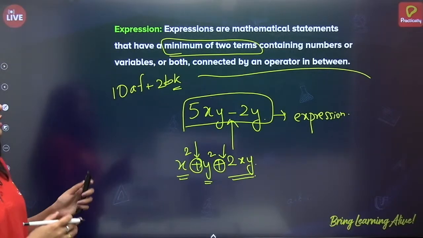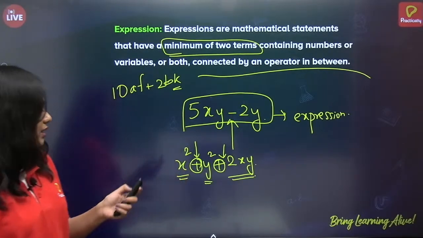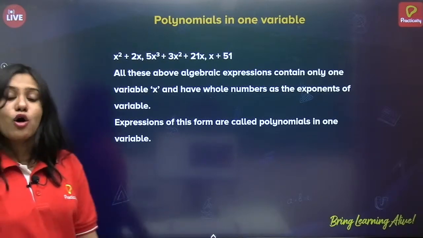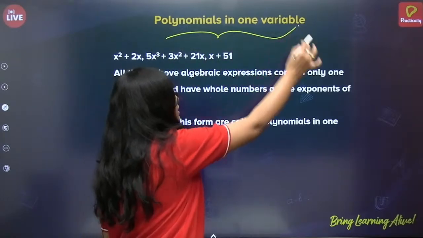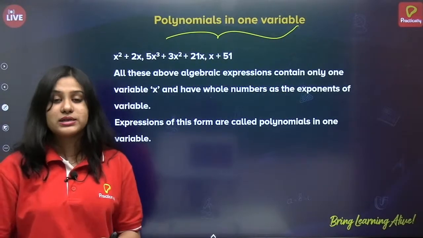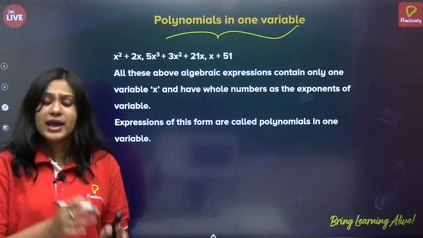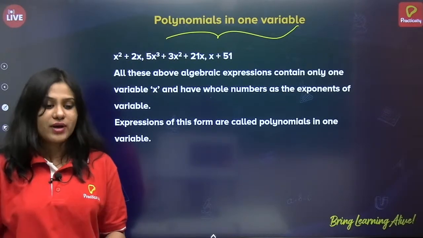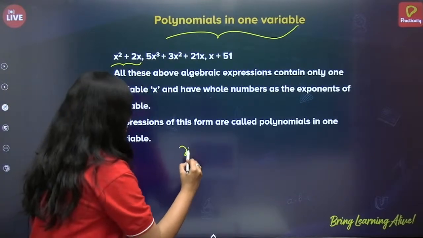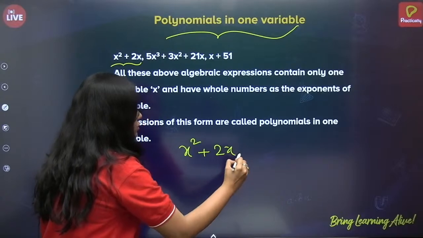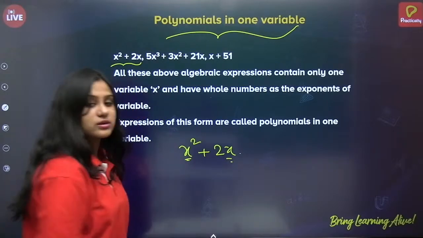Very good. So now we have seen all the terms related to algebraic expressions and polynomials. Now let us step into another topic, that is polynomials in one variable. So what exactly does it mean, polynomials in one variable? The name itself says it, right? It is a polynomial which has only one variable in it, either x or a or b or c or y or p, anything, right? Now, x square plus 2x. This polynomial has only the variable x, correct?